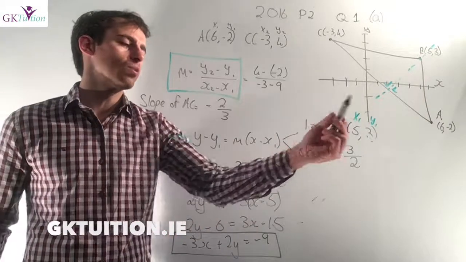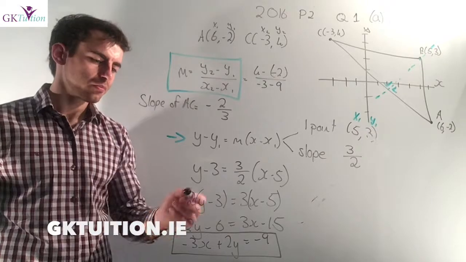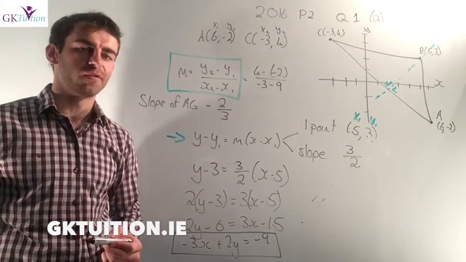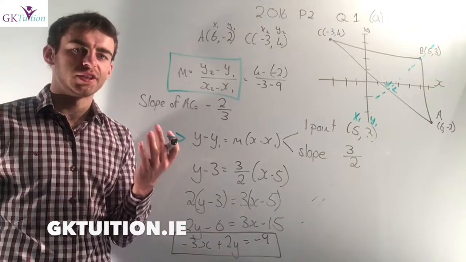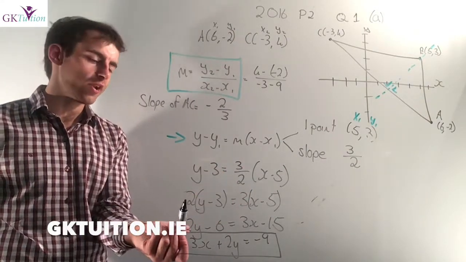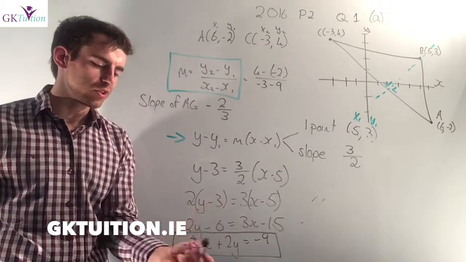So once I know x1, y1 and I know my m, it's very straightforward. I can just sub into this. So I subbed in here and I got y minus 3 equals 3/2 times x minus 5. To get rid of my fraction, the easiest thing to do is to multiply both sides by 2. So the 2 is over here now. 2 by y minus 3 equals 3 by x minus 5. And then we can just simplify it down.